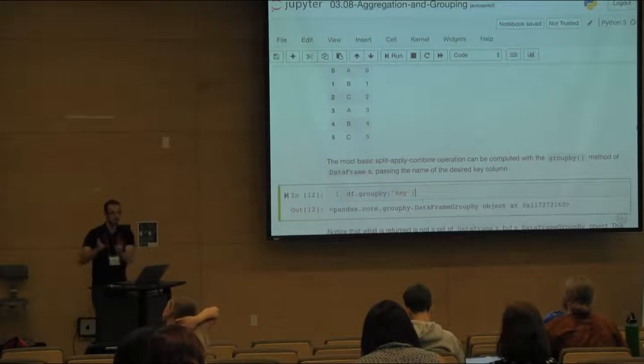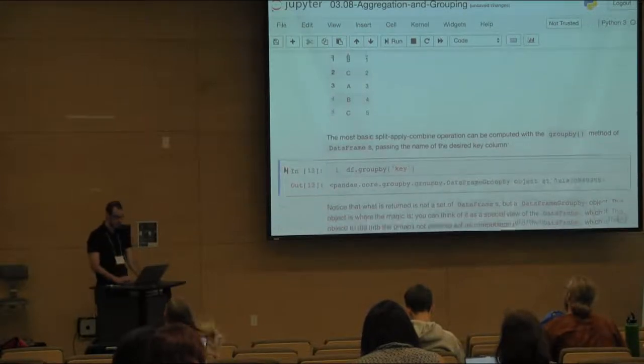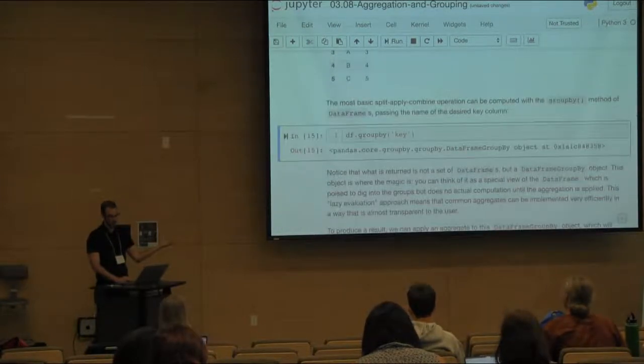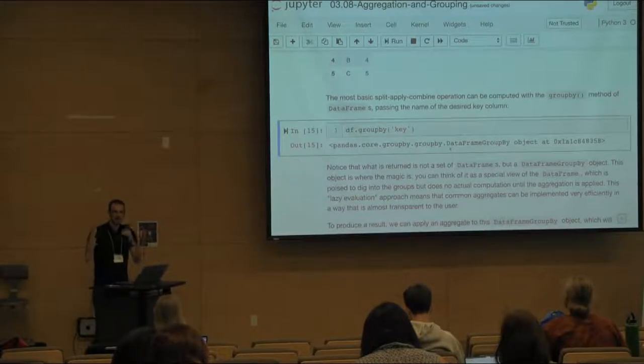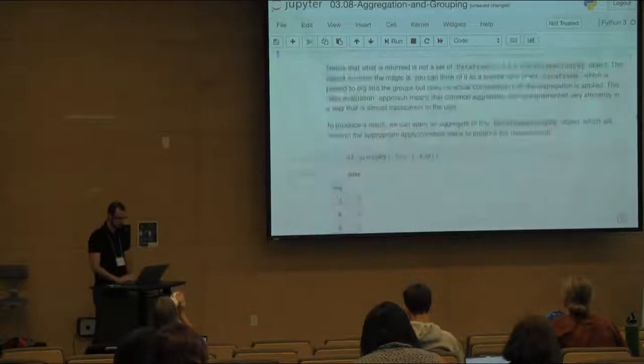We're not doing anything else. We haven't yet told it what to apply. It's just an object that sits there. It's called a group by object, and it's not doing anything. But internally, it's now represented as a list of different subsets of that original data frame.